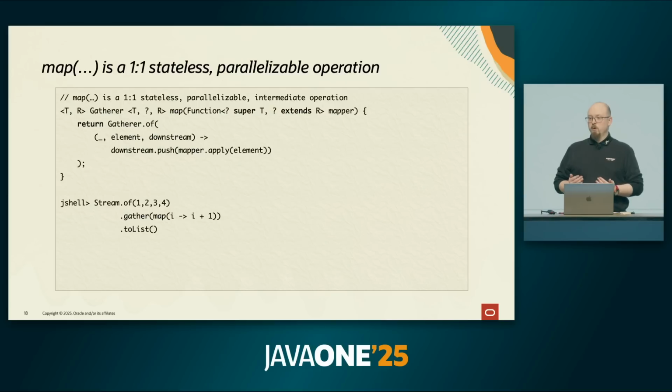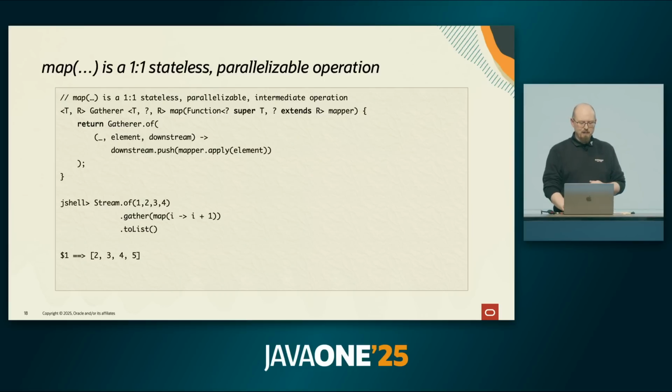And this is how we would use it. So, as usual, the delta between the real map and my fake map here is the gather method invocation and passing the result of creating that gatherer into the gather operation. And as you may expect, we get the results that we're looking for.